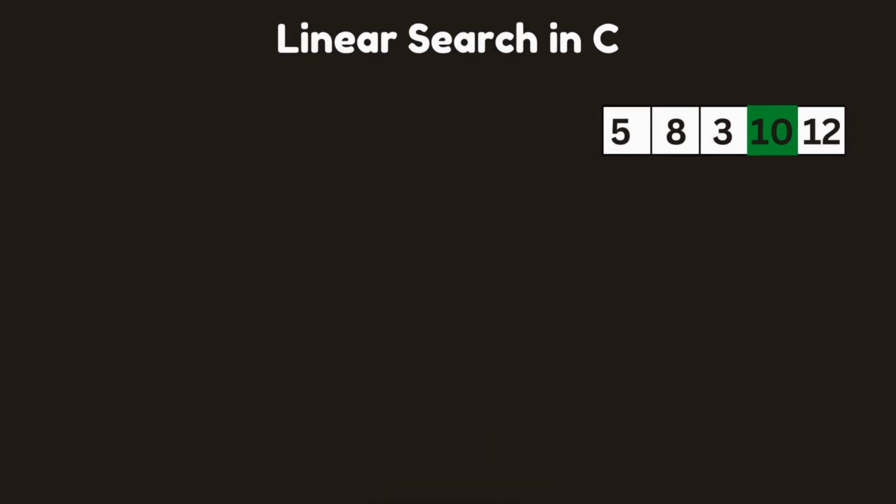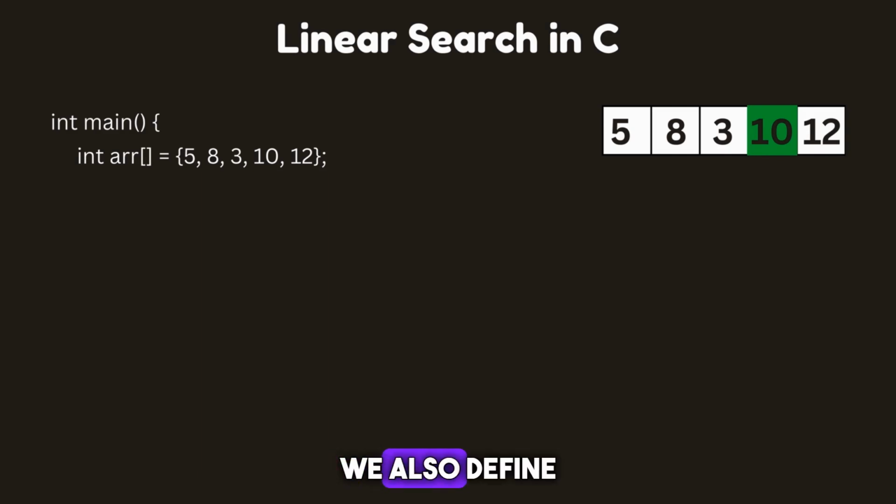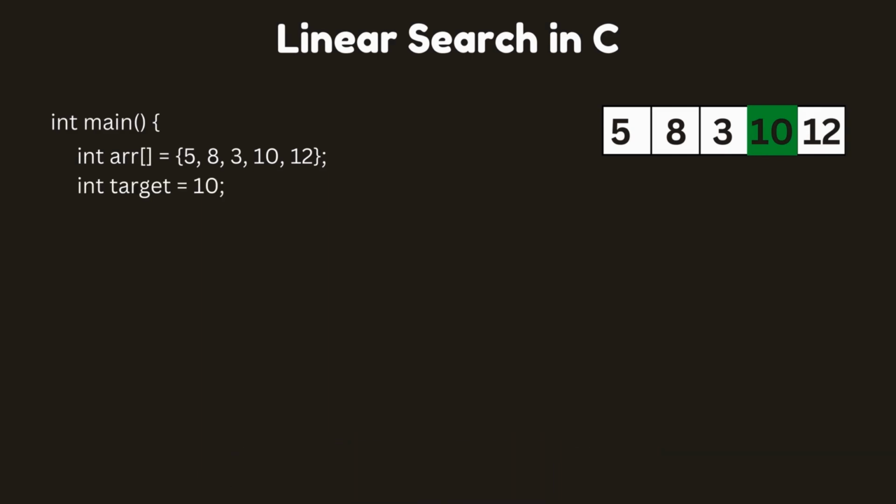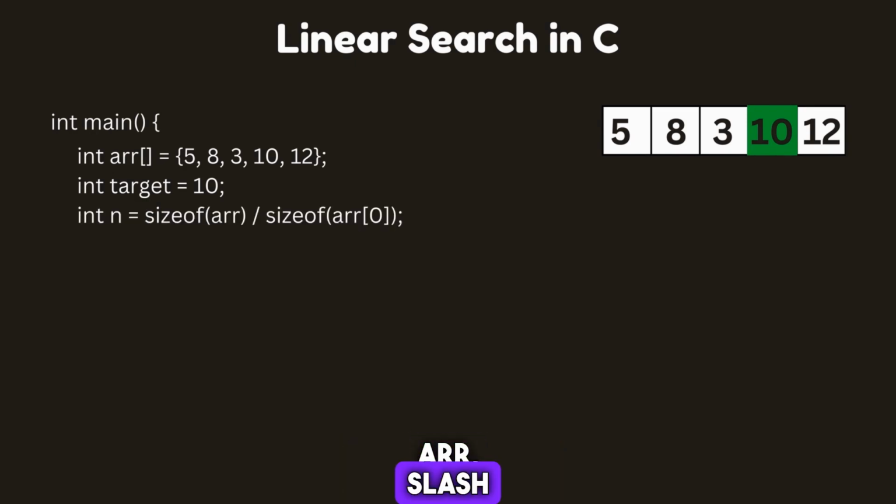First, let us solve linear search using C. We start by defining the array that contains the numbers we want to search through. We also define the target, which is the number we are looking for in the array. Next, we calculate the size of the array using the expression sizeof(arr)/sizeof(arr[0]). This gives us the number of elements in the array.